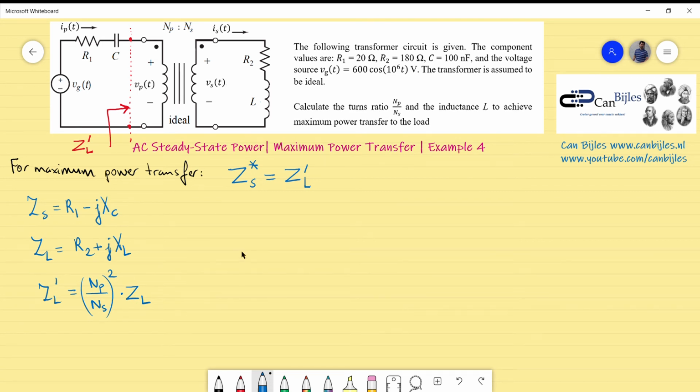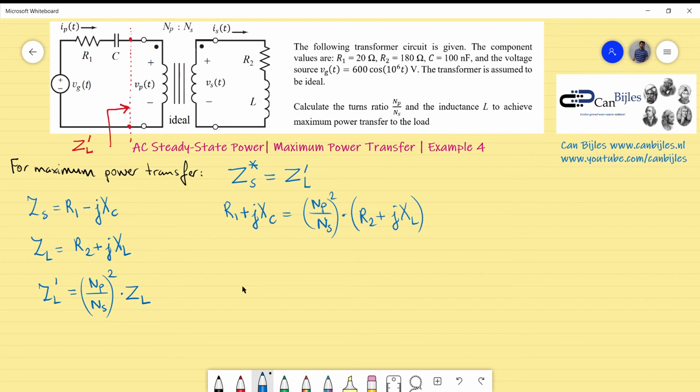So let's move on by substituting those values. R1 plus j XC must be equal to NP divided by NS, quantity squared, times Z L, which can be written as R2 plus j XL. What you can see is we already have the unknowns in this expression. This is one of the unknowns in the calculations, and this is also an unknown, because the inductance is hidden in this expression, omega times L. So let's fill in what we have.